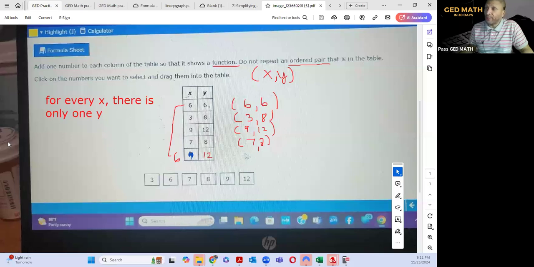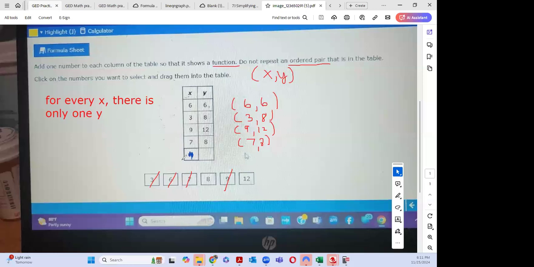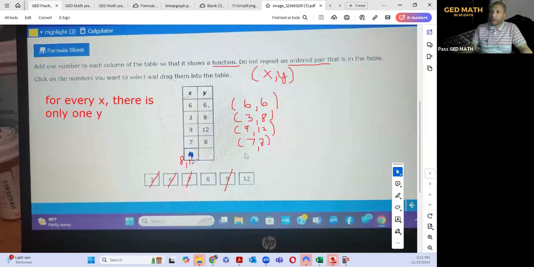So when you look at this problem, this is all you got to do. That last ordered pair, the x can't be 6. It can't be 3. It can't be 9. It can't be 7. So you could put either 8 or 12 here, and it doesn't matter what you put for y. For every x, there's only one y. So let's just put something there. Okay, so I'm gonna put 8 and I'm gonna put 12.